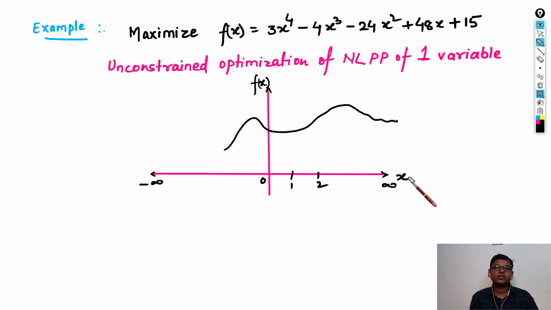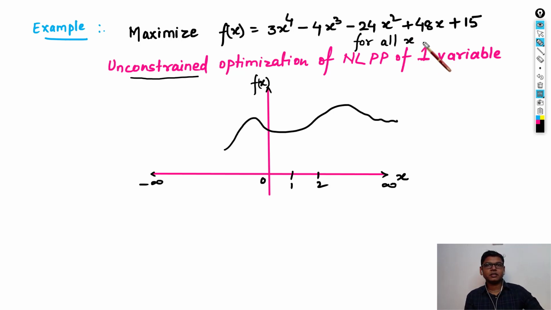That means x has no restriction, x can go up to infinity or x can go this side up to minus infinity. In that range we have to find the maximum value of f(x). That is known as unconstrained, meaning there is no restriction on the variable. x is the variable, and it does not have any restriction on where it will go. It will go from minus infinity to infinity. So it may be written like this: maximize f(x) is equal to 3x to the power 4, like this, for all x.